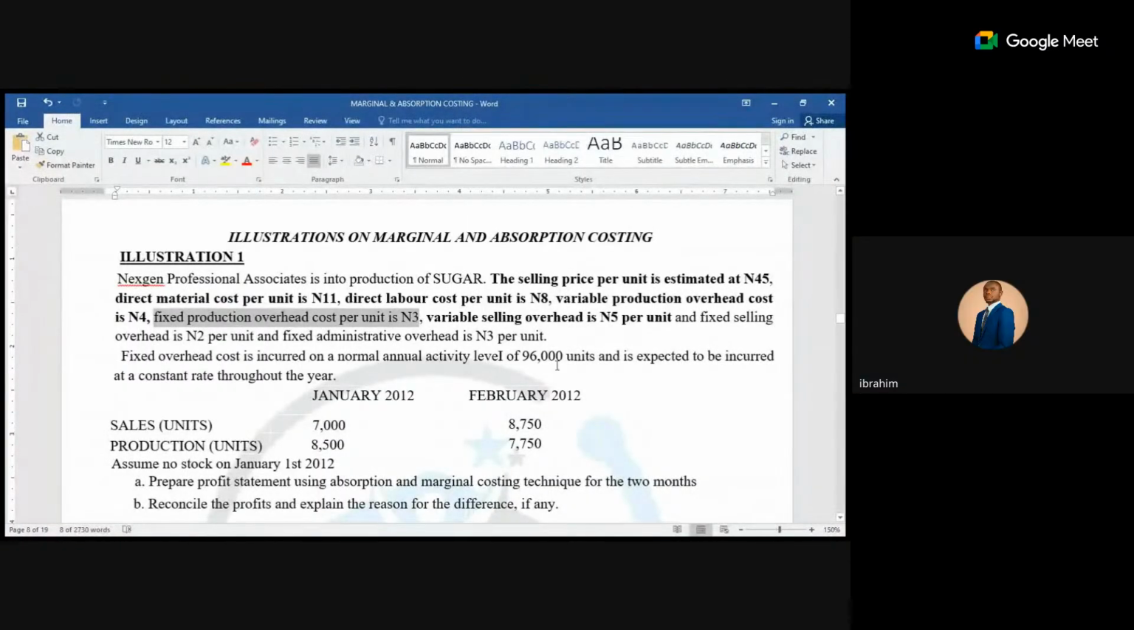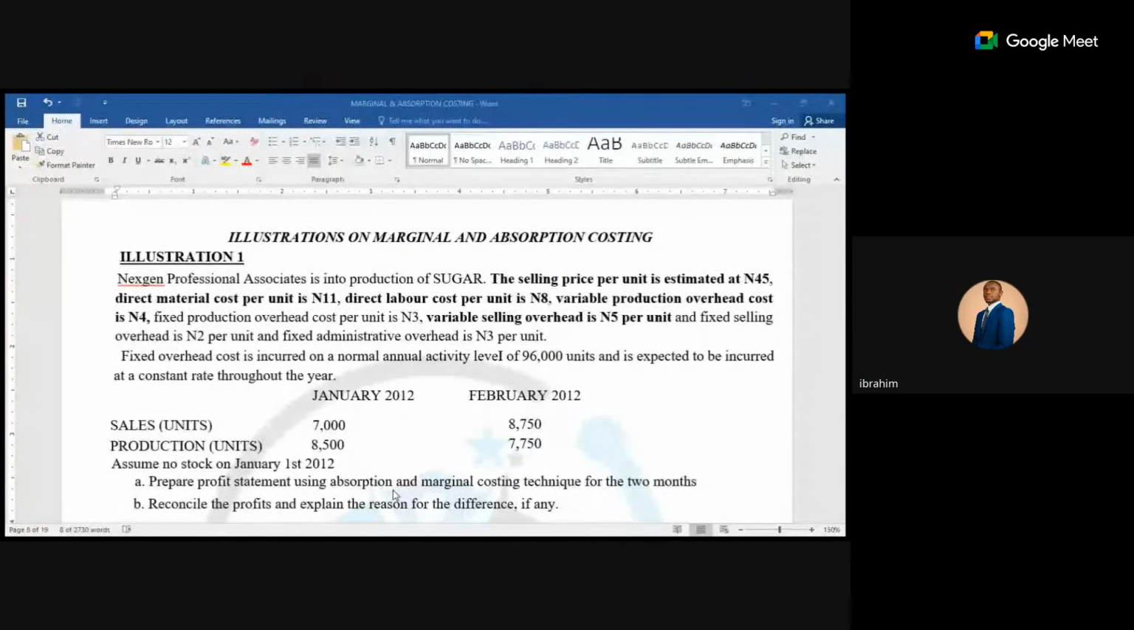Class, are we still together, please? So which means that you don't need to calculate your overhead absorption rate because it is given in the question as 3 naira per unit. Can you see it? Fixed production overhead cost per unit is 3 naira per unit. So you don't need to calculate your budgeted overhead over budgeted levels of activity. Class, am I communicating, please?